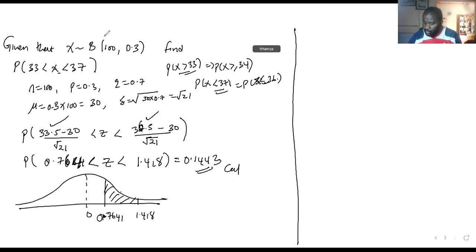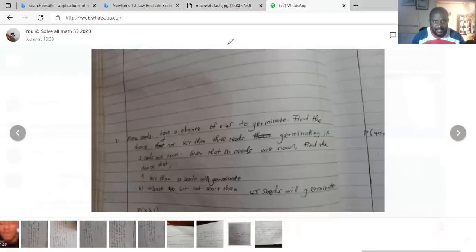Another example. In economics sometimes it comes and takes us through very fast here. We have maize seeds. Excuse me, sir. Yes, please.